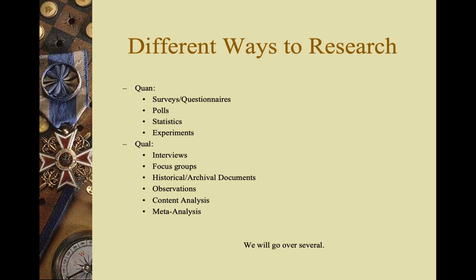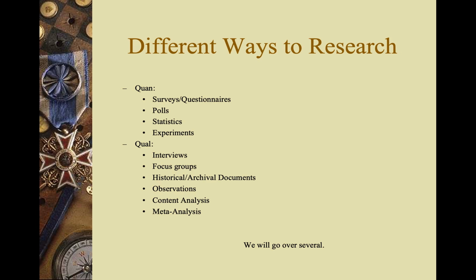There are different ways to research, as spoken about before. So there are quantitative methods and there are qualitative methods. Some quantitative methods where you could gather numerical data: you could gather it through surveys or questionnaires, maybe polls. You could run some statistical analysis, maybe an experiment. Some qualitative ways are interviews, focus groups. You might visit an archive and look up some old documents. You could do an observation.